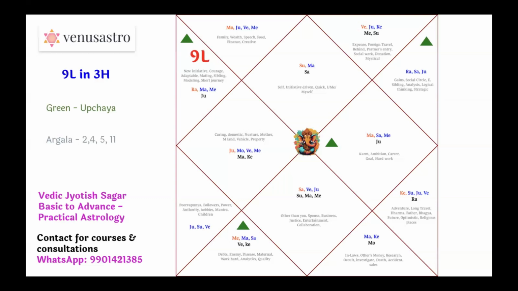You can blindly say, you will be writing. You will be writing something, good or bad, I'm not interested in. That's a different thing. We can evaluate. But ninth lord in the third house, person will be interested in writing, drawing, painting, whatsoever.